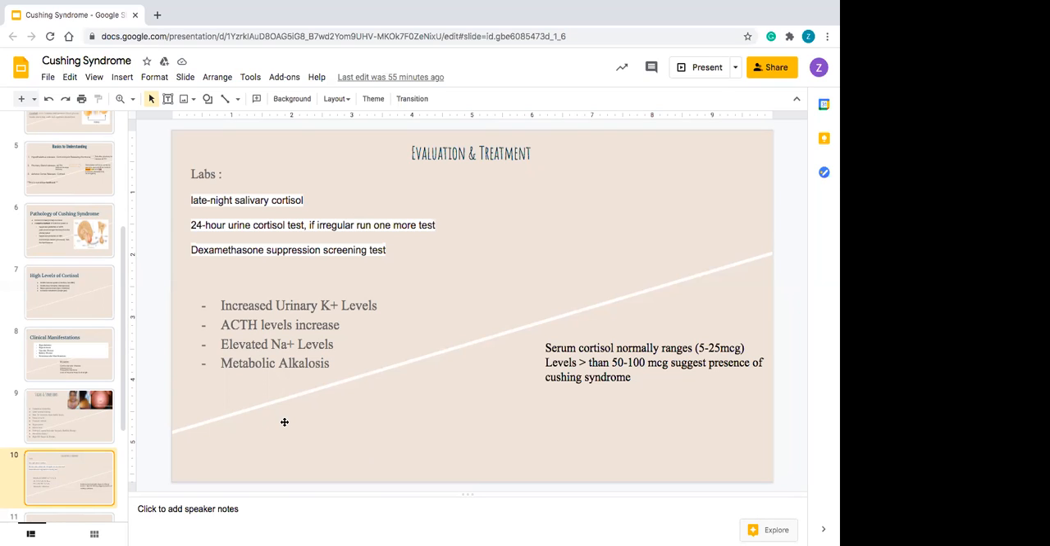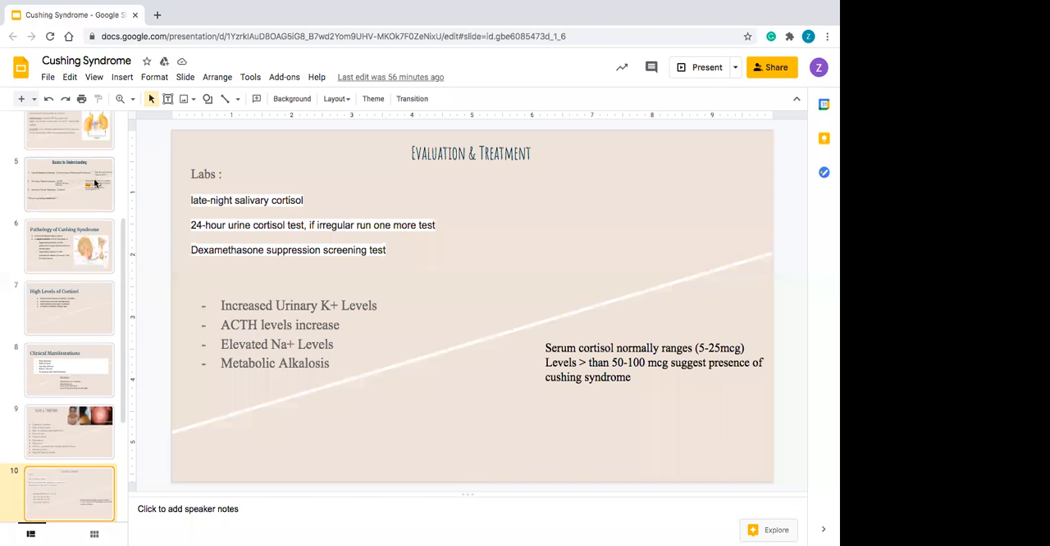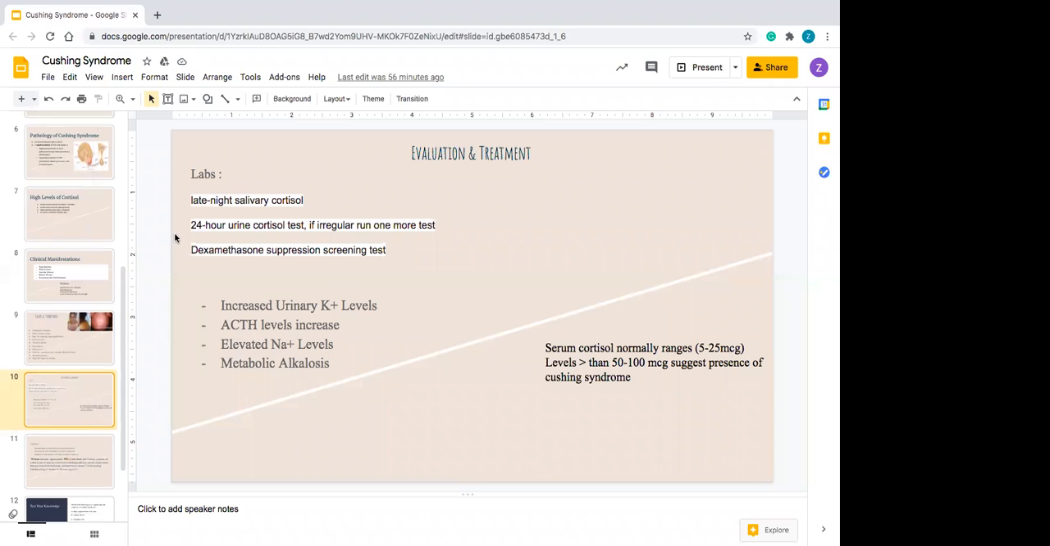And in other labs run, you'll usually see increased urinary potassium levels, ACTH increased, sodium elevated, and also metabolic alkalosis. But another important fact, cortisol is really important to Cushing syndrome. During those labs, they see a normal range of 5 to 25. But in someone who has Cushing syndrome, the level would be more than 50 to 100.